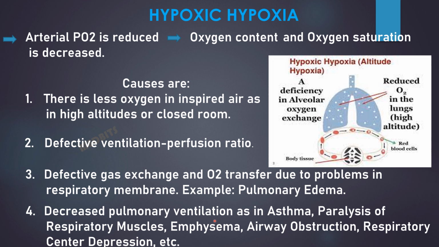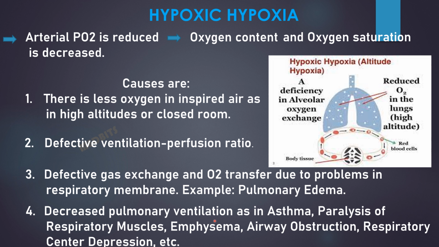So let's begin. Now coming to the first one, hypoxic hypoxia, where the arterial PO2 is reduced. PO2 means partial pressure of oxygen. Oxygen content and oxygen saturation are decreased in this condition.